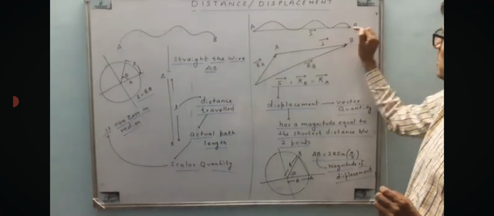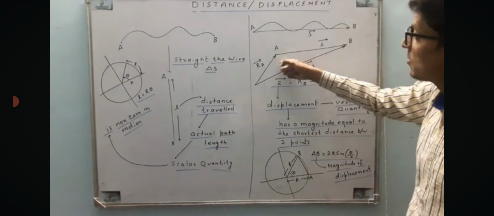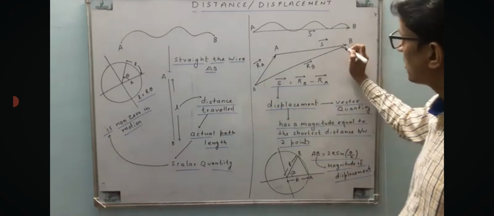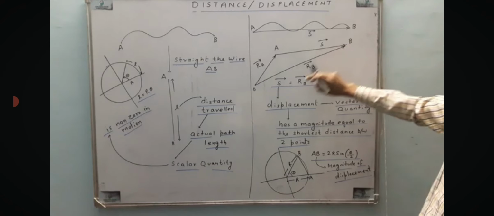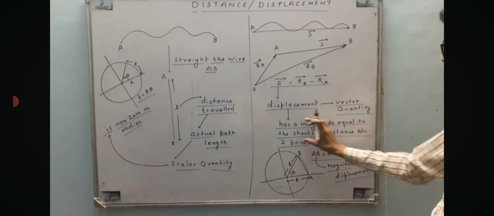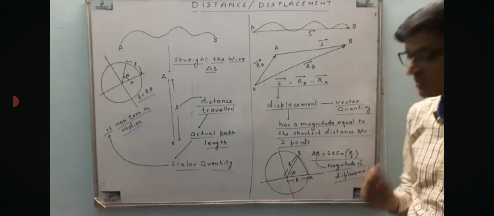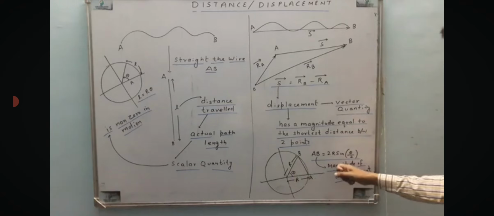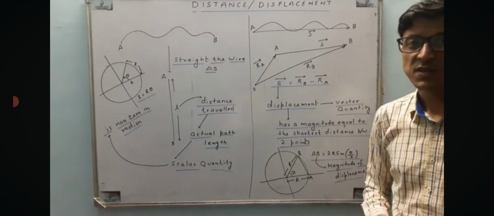In another perspective, let the particle move from A to B, then displacement is the vector joining the initial point to the final point. Suppose the position vector of point A with respect to an arbitrary origin O is vector RA, and of point B is vector RB. Then displacement is vector RB minus vector RA. It is a vector quantity with a magnitude equal to the shortest distance between the two points. One important result: in circular motion, if the particle traverses an angle theta, the displacement has a magnitude 2r sin theta by 2. It's from properties of a triangle. Hope this works for you.